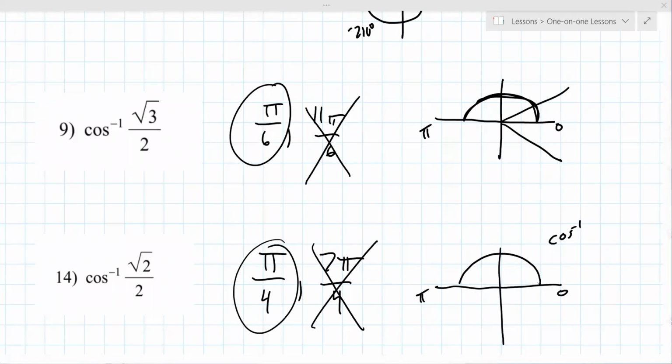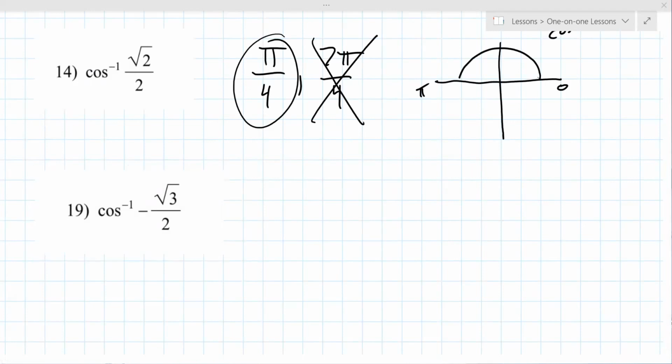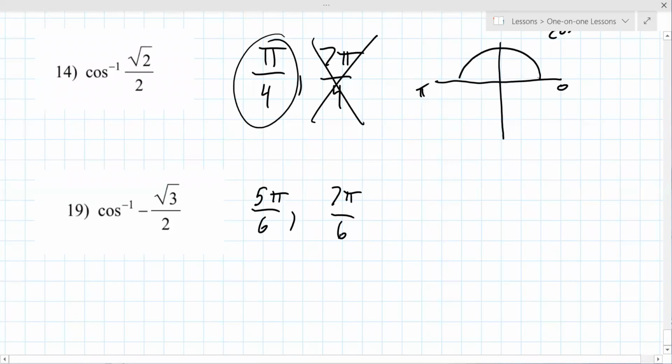Really the right way for us to have done this is to do all the cosines and then all the sines. We'll keep doing that here. So we'll do the next one. For what angle is the cosine of that angle minus square root 3 over 2? On your unit circle, you're looking for where the x value is minus square root 3 over 2. So 7 pi over 6, and then 5 pi over 6. Which one is between 0 and pi?